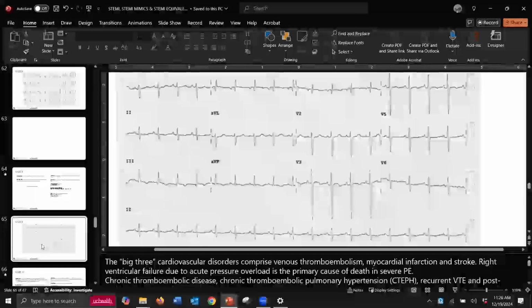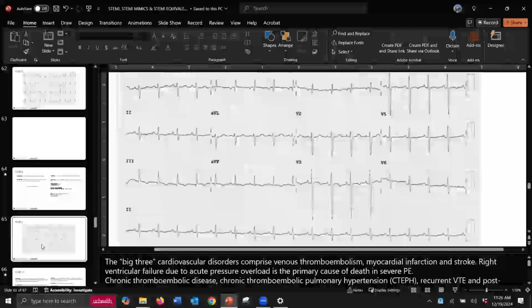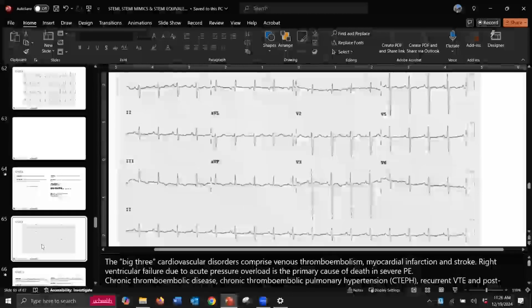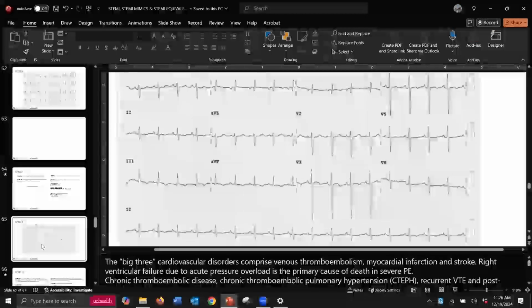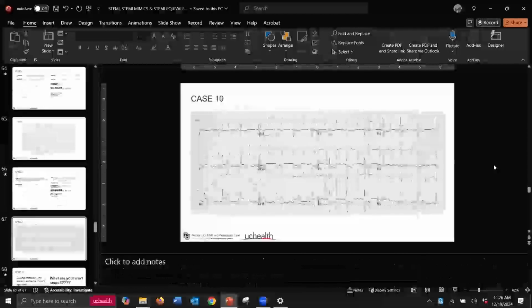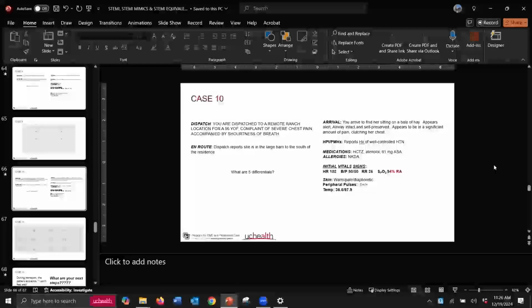This is likely a PE, although it does not meet S1Q3T3 with right ventricular strain. There are some indications of right pulmonary pressure, being the P pulmonale, but clinically this correlates. Is this an emergency? Oh yeah. Get a capno. Your capno is 24. Not good. He's got bad pulmonary stuff going on. I agree, it's great clinical thought process.